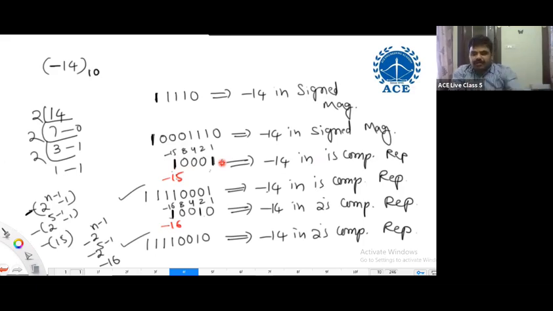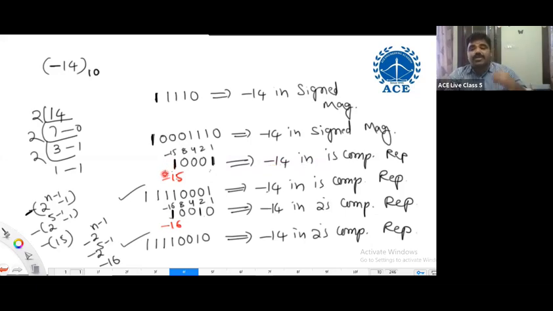Go with the weights for representing. So MSB weight is negative, remaining bits weights are positive. But which ones should be added to get the expected number? Yes, MSB should be 1. Why? The number is negative, because in all 3 representations the common rule is MSB 1 is negative, MSB 0 is positive. And as it is a negative number, MSB should be 1.